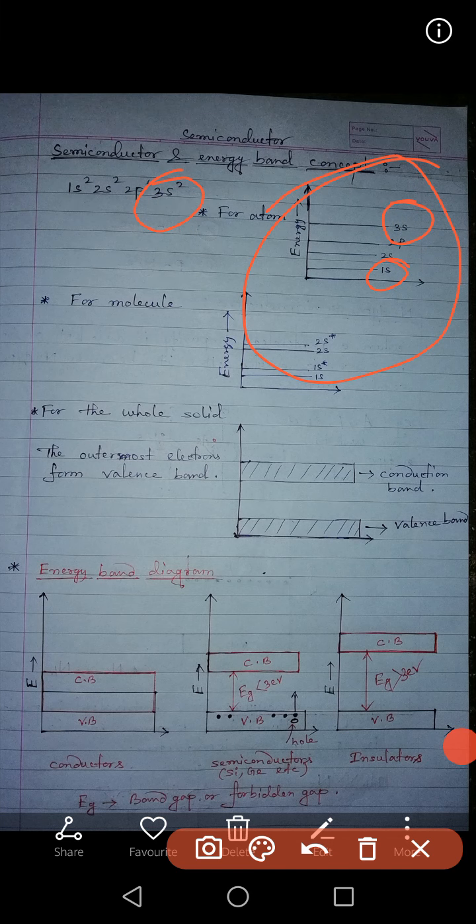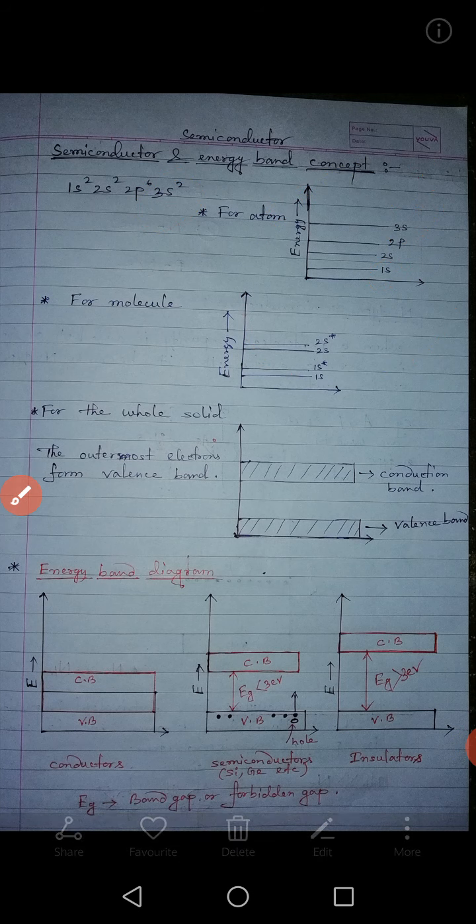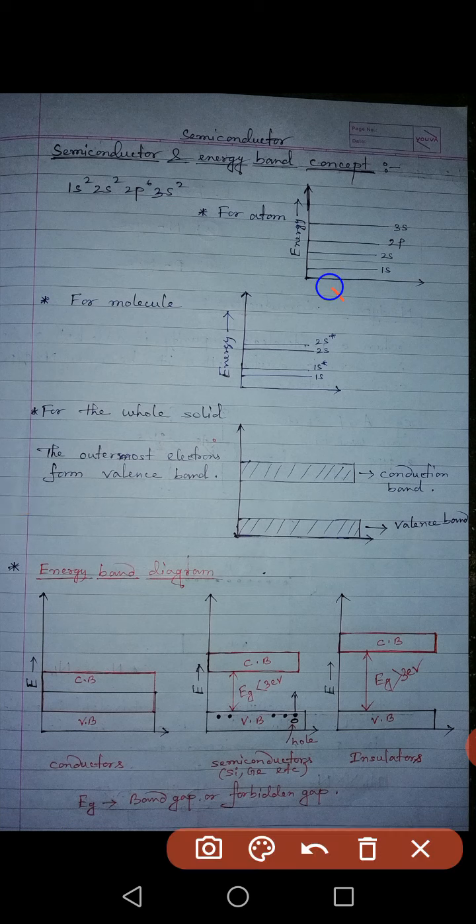But if you consider two atoms which constitute a molecule, then when you draw the diagram, it looks like this, because for two atoms we get two 1s levels, like 1s and 1s star, two 2s levels like 2s and 2s star, and two 2p levels. So that is for one molecule.